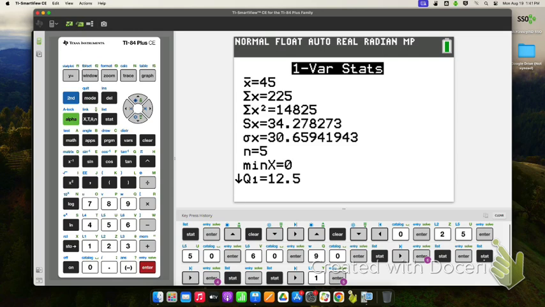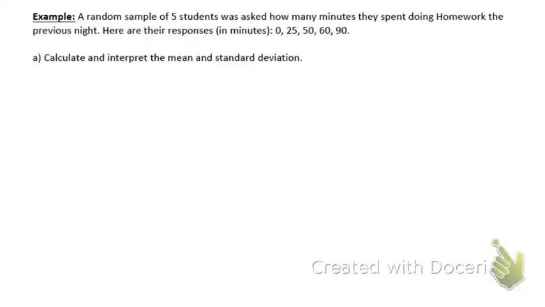And boom. 45 is the mean. Which one is the standard deviation? The SX, 34.28. Yes. X bar is 45. S sub X is 34.28. It does ask us to interpret.